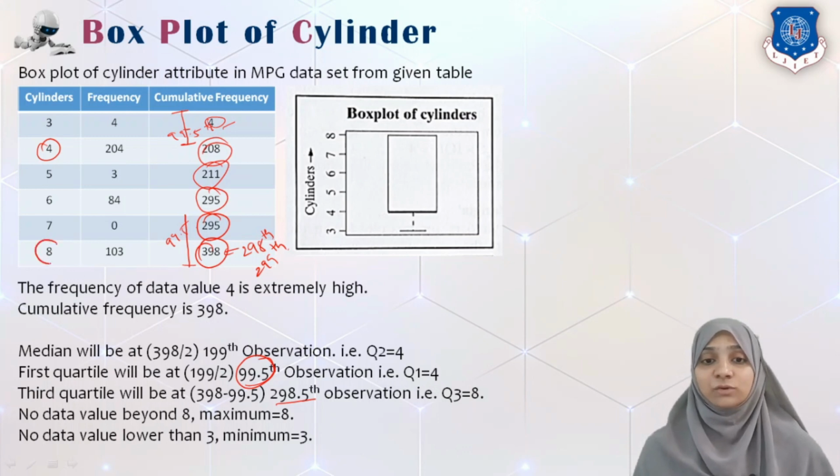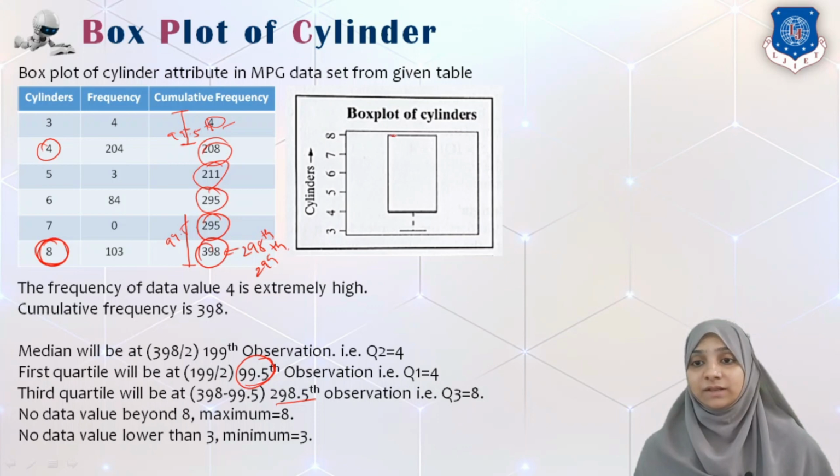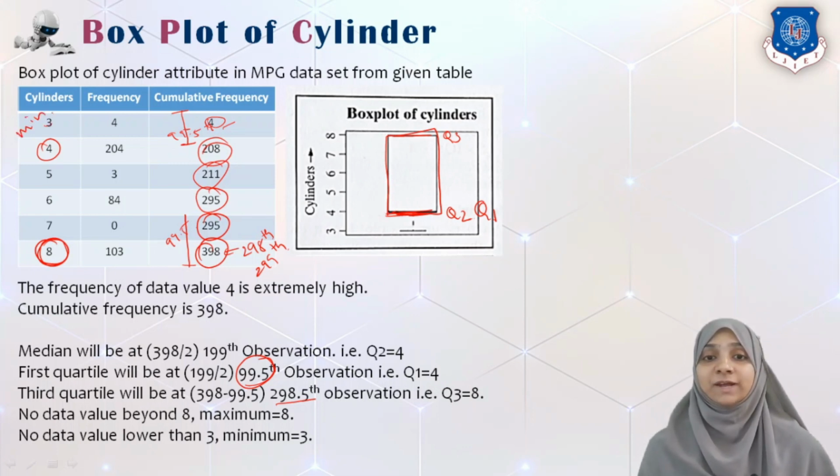Alright, so the value that we get for quartile 3 is 8. So my quartile 3 value is 8. You know that this is my median, the original median, quartile 2. This is my quartile 1 also. That means the output of this box plot will look like this. Now we also need to find the minimum and maximum value. Minimum value is 3 and maximum value is 8.